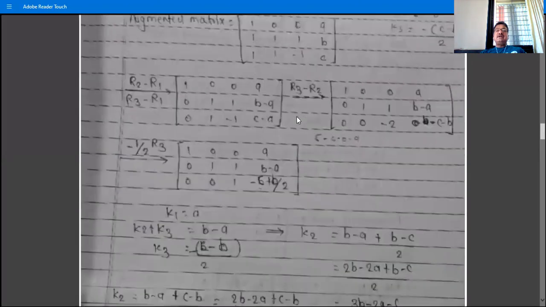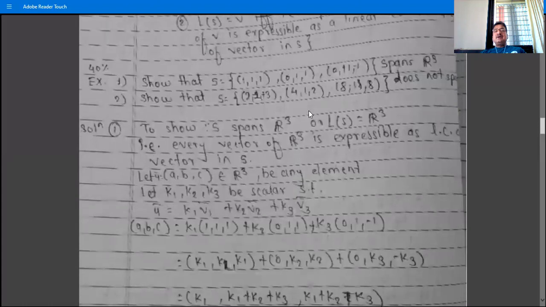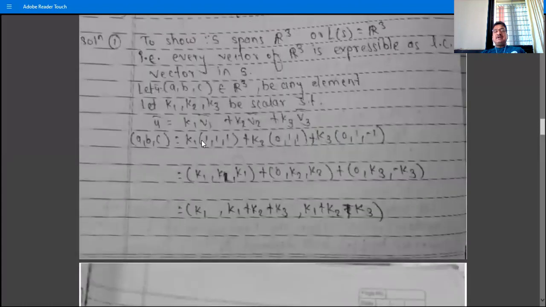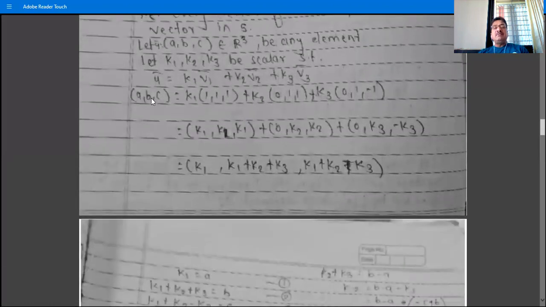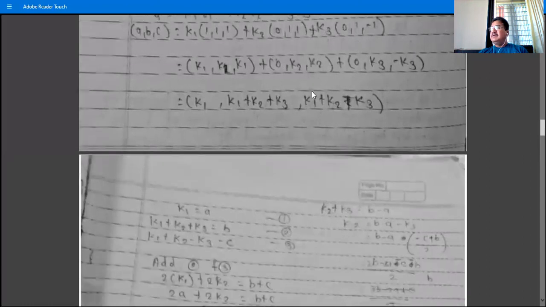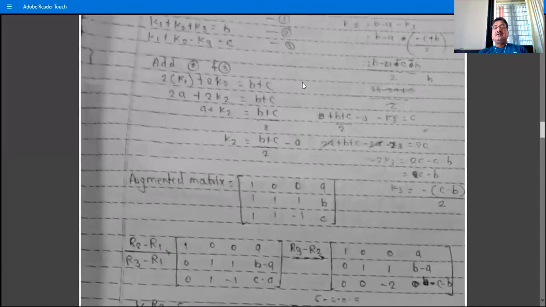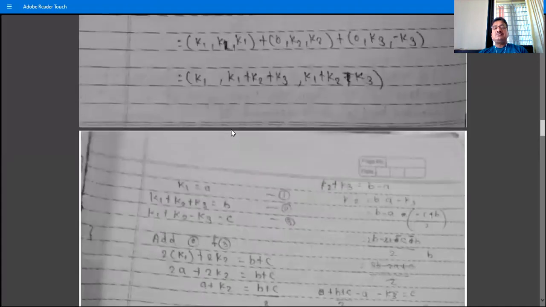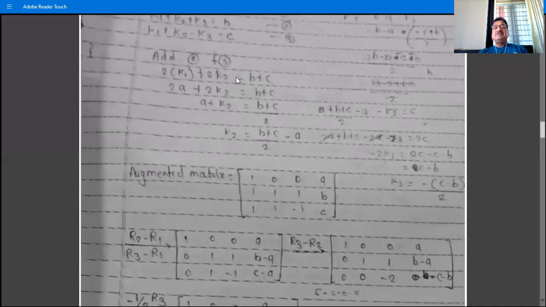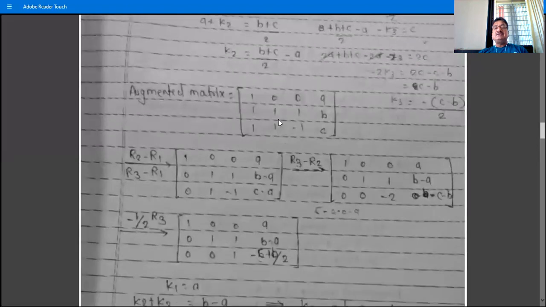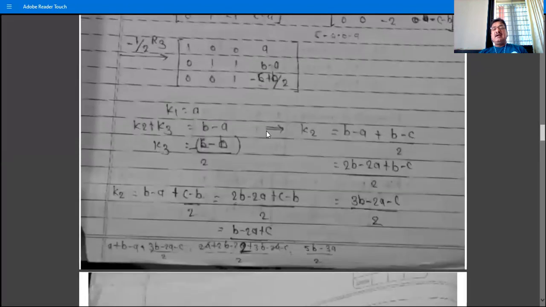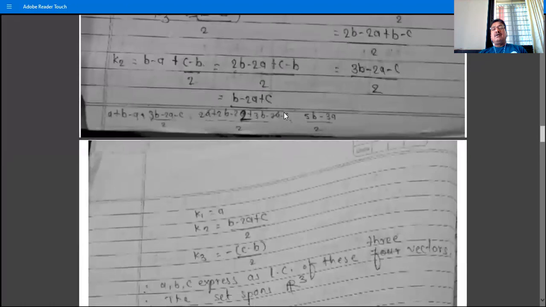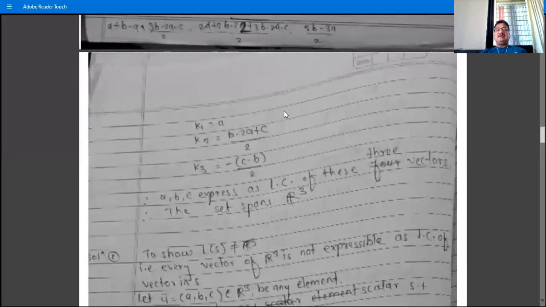So we say the set does not span R3 if this vector ABC is not expressed as a linear combination of V1, V2, V3. And we know that when ABC does not express as a linear combination of V1, V2, V3, this K1, K2, K3 does not exist, which means the system is inconsistent. And when the system is inconsistent, the rank of A is not equal to the rank of AB, or we have some absurd statement.